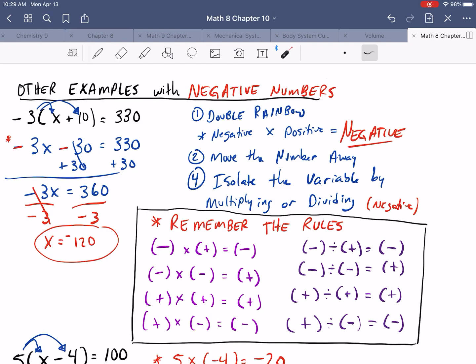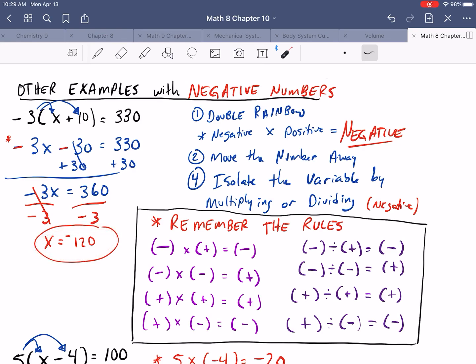Then you need to solve your two-step equation by solving this part first, adding the 30, adding the 30, bringing this down. Negative 3x equals 360. Here, we need to divide by the number, which is negative 3, so that we can cancel that negative 3 out. And so whatever we do to one side, we do to the other. And here we have it.